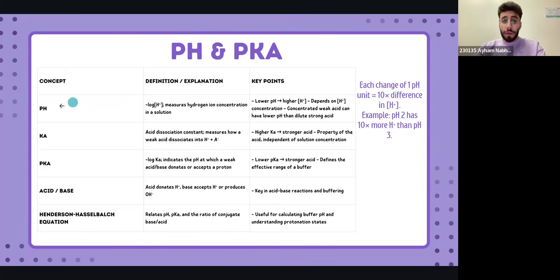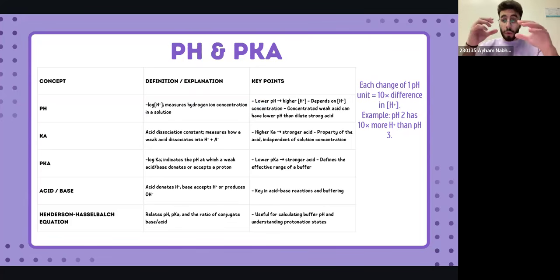So, the first thing, what is pH? pH is the logarithm of the concentration of hydrogen, or the protons, in our blood, in our body. Once we take the log, the pH appears. So it measures the hydrogen ion concentration in a solution or in our body, as I said. So the lower the pH, the higher the concentration of hydrogen, the more acidic the solution is.